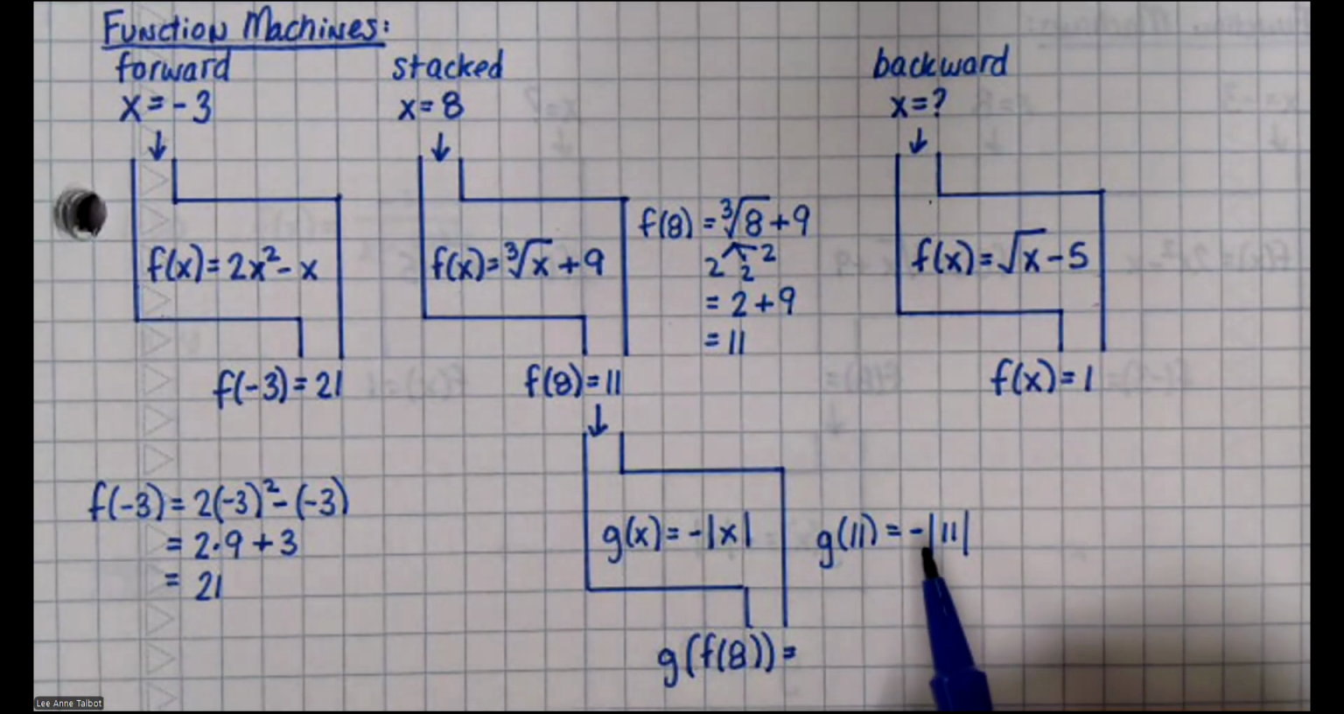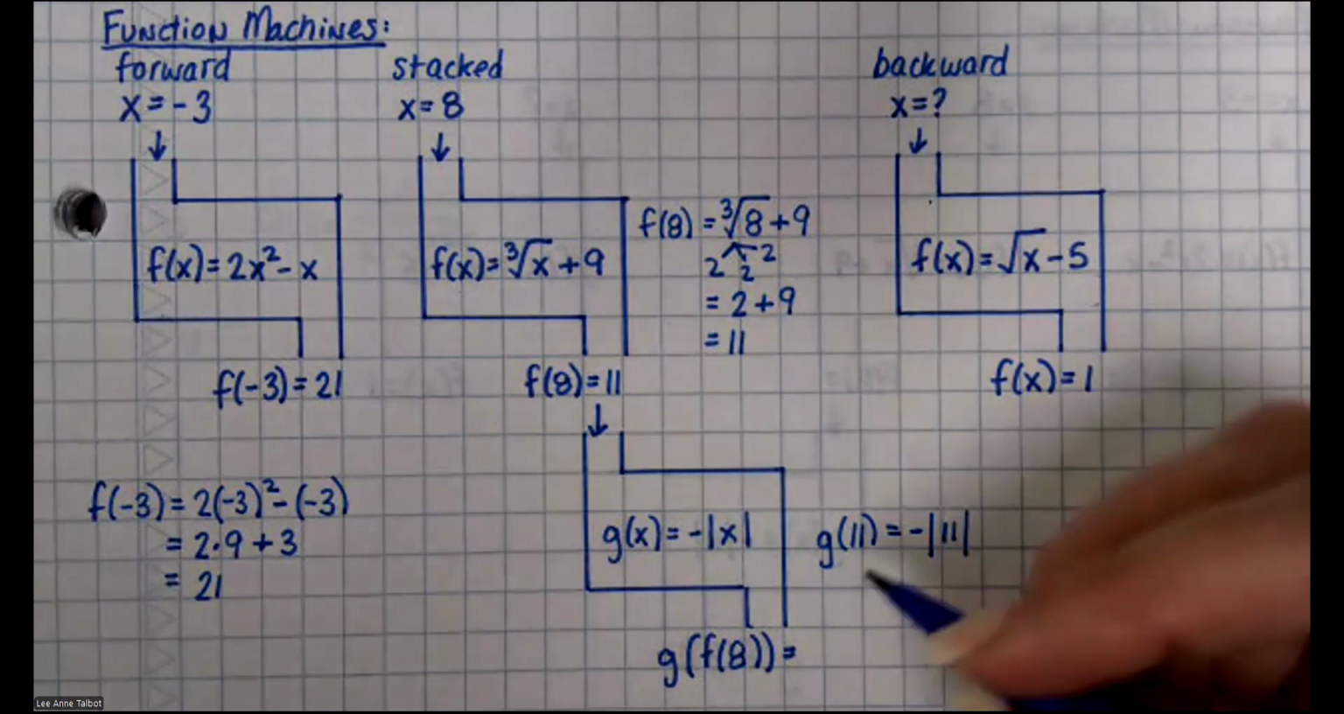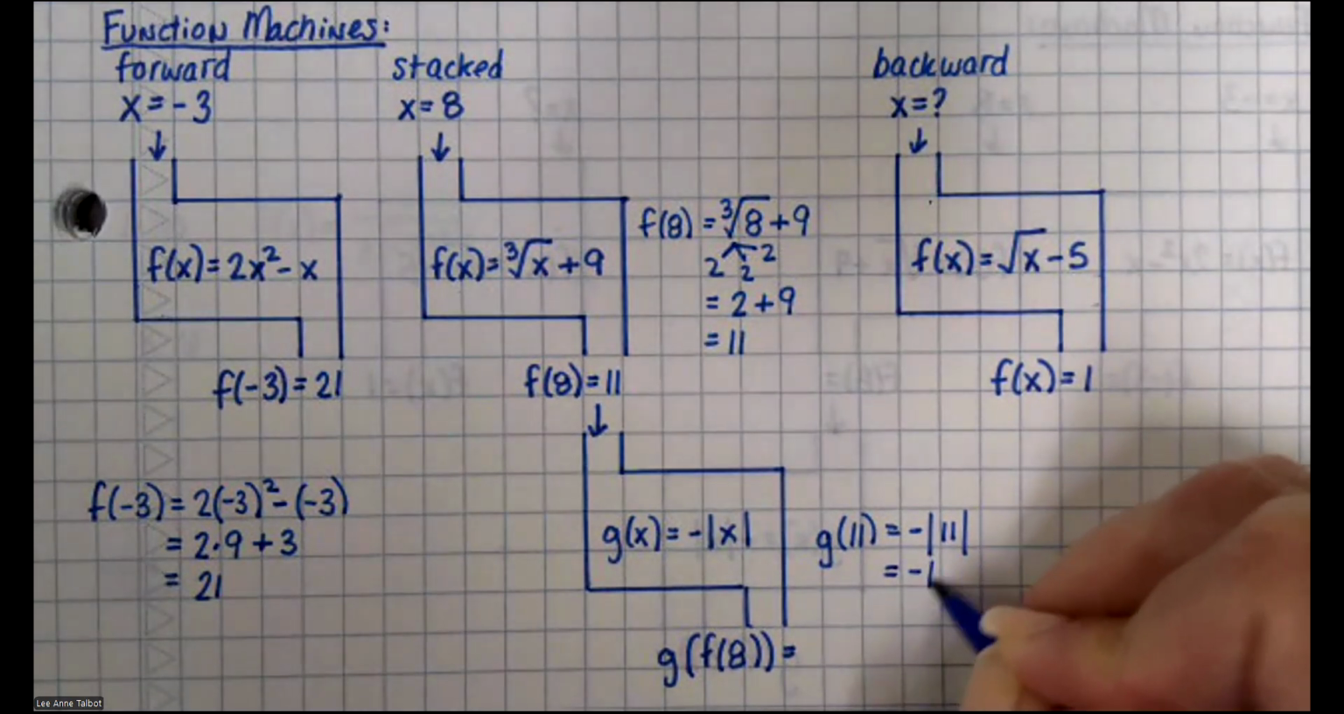Okay, and when the absolute value is here and there's a negative outside, the answer is -11.